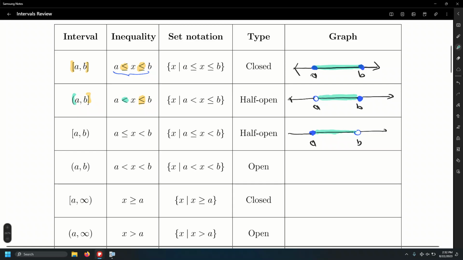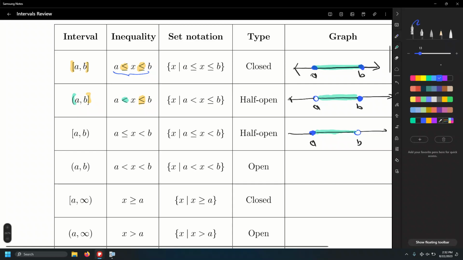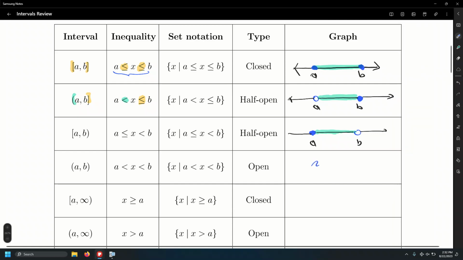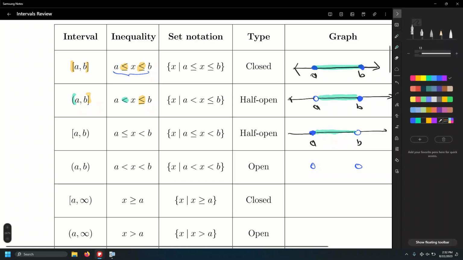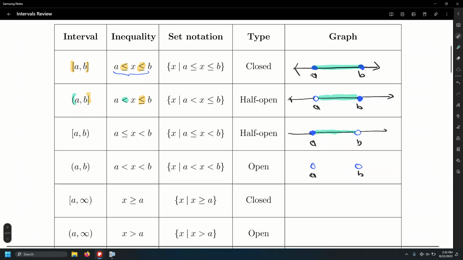Fully closed, half open or half closed, half open, half closed, fully open. Fully open in this case. Open circles for both. They both represent A and B. And again, let's shade all this, again being careful not to touch anything on the endpoints, right?